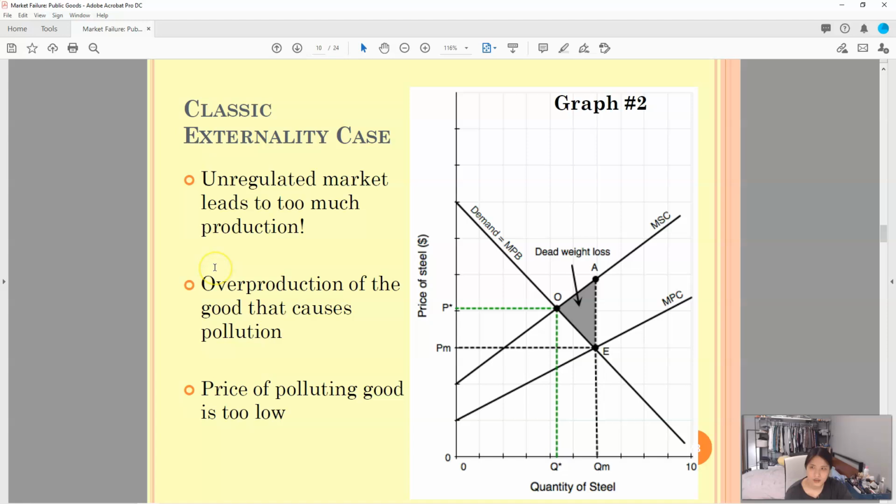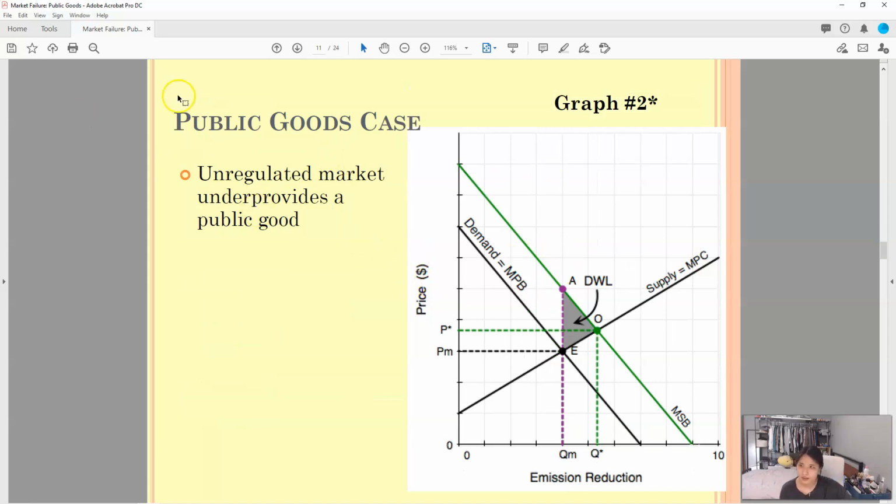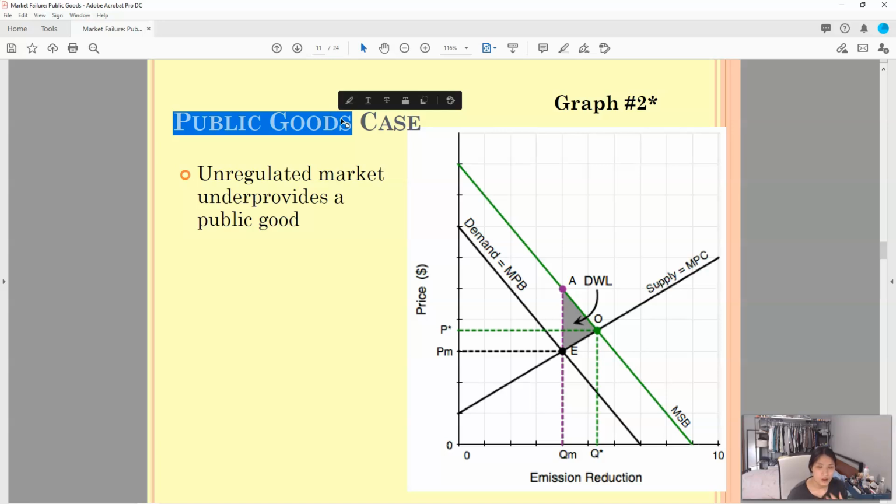So that means unregulated market leads to much pollution at a lower price. The price of polluting goods is too low, right? So that's a case of externality. Another case is a public good with positive externality. Think about education, the high school education, the middle school education.